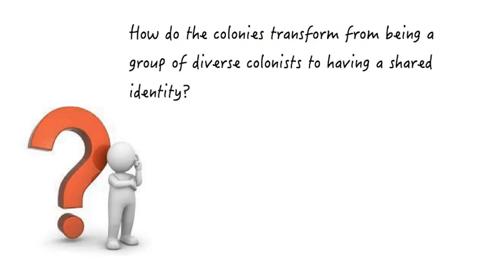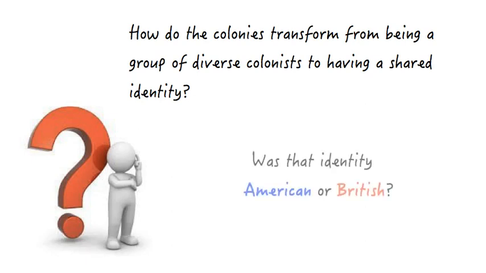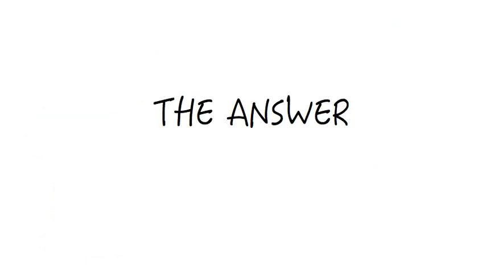We left off last time with the big question. How do the colonies transform from being a group of diverse colonists to having a shared identity? And was that identity primarily American or British? Well, there's two reasons for colonists developing a shared identity.